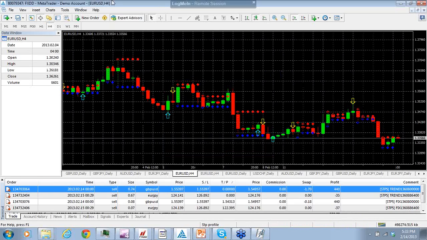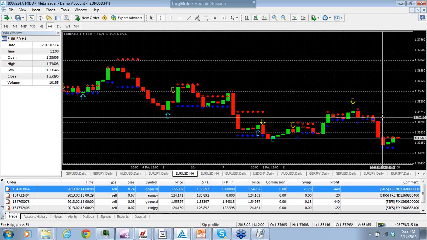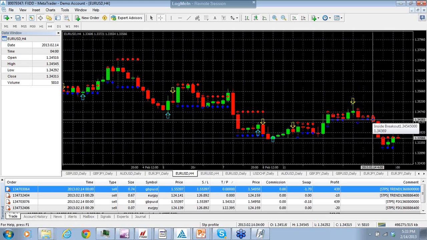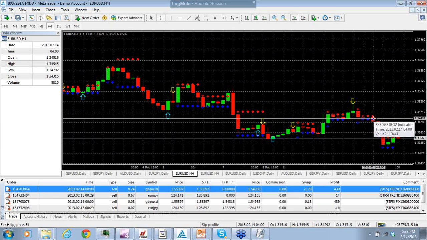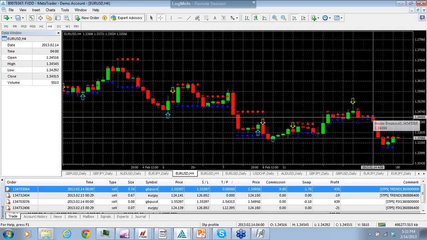Okay, so we had an IBO, very, very small. Very small IBO here, really showing a serious consolidation. High at 134.55, low at 134.41. You can see there was only 14 pips there.